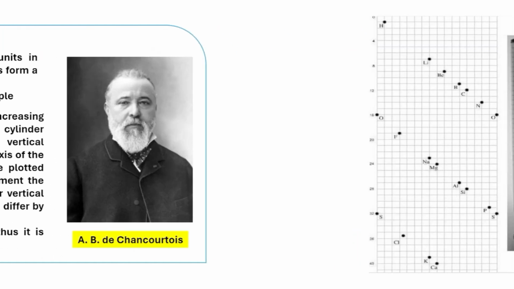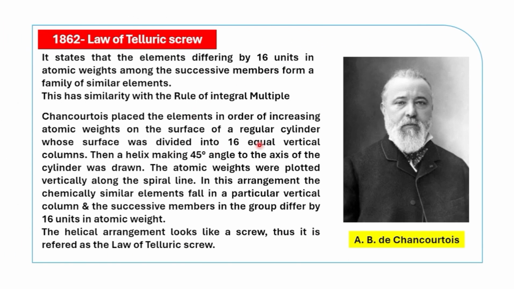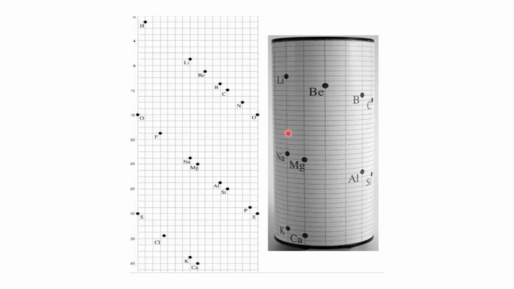Now I will show you the structure, how it looks. This is the helical system, and they have made this 45-degree arrangement. Here you can see 16 equal vertical columns at a 45-degree angle. All these are the vertical columns, and they have placed the elements one by one. Here you can see lithium, then beryllium, boron, carbon. From here to here, it is 16 columns. And when there is oxygen, on the backside you will also get oxygen here, and again you will get this one. So it's kind of a screw-type arrangement.